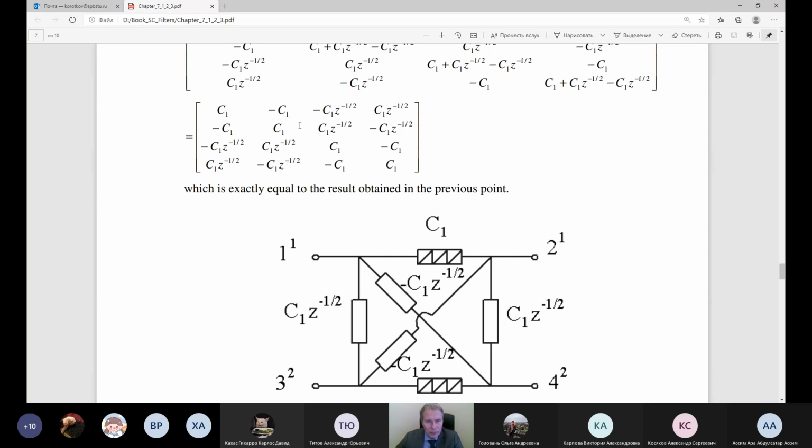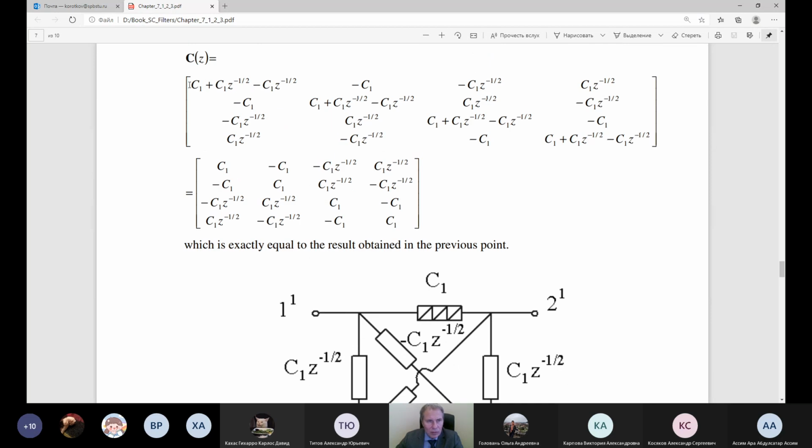Conductor C1, this one. Conductor C1 with the time delay, this one, and the third, this one, with the sign minus. We have 3 terms: C1, C1 with the time delay, and C1 with the time delay with sign minus. So it's okay.